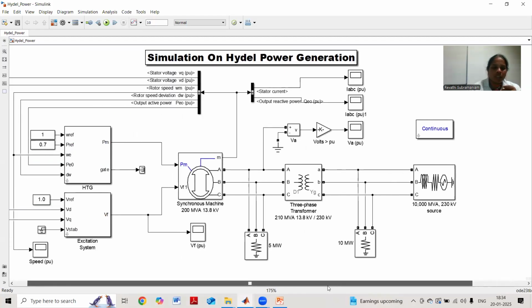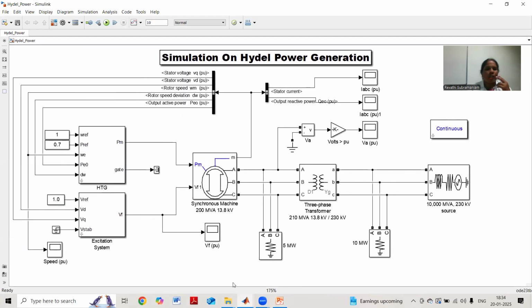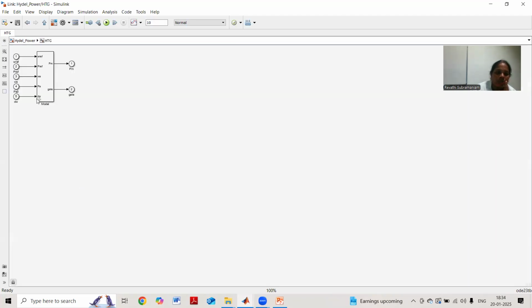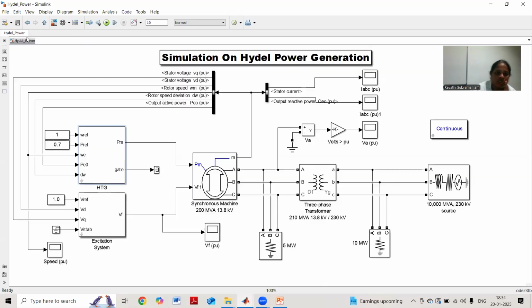once again, by using the Simulink library browser, I can browse the various components and place them in the simulation window. So this is the hydraulic turbine and governor. Here we have a servo motor. What is the KA value and TA value and gate opening limit? The gate minimum limit, maximum limit, and similarly the voltage minimum and maximum, and permanent droop regulators, hydraulic turbine values, beta value, droop reference, initial mechanical power, everything will be given in this input block, which is the model of Hydel power generation. And here is an excitation system.